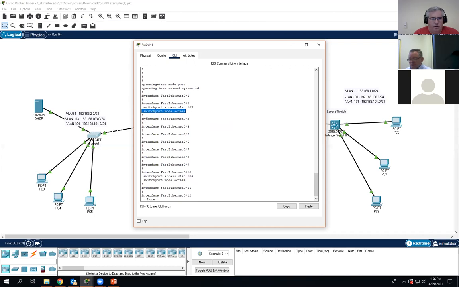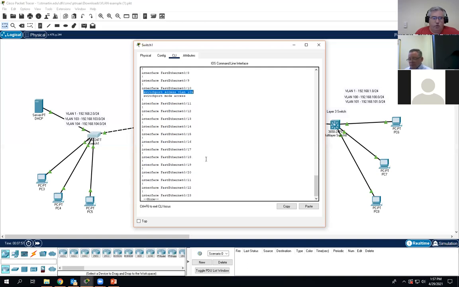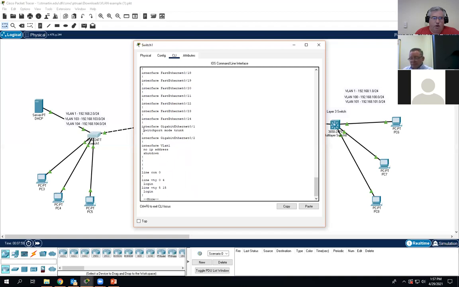But these others, they don't have any configuration on them at all. And why is that? Well, actually, it does have a configuration on it. It's just the default configuration, which is switchport mode access and switchport access vlan 1. So they are actually access ports for VLAN 1. So then we have switchport access vlan 104. And then finally, for our uplink, we have it on gig 1, which is switchport mode trunk.